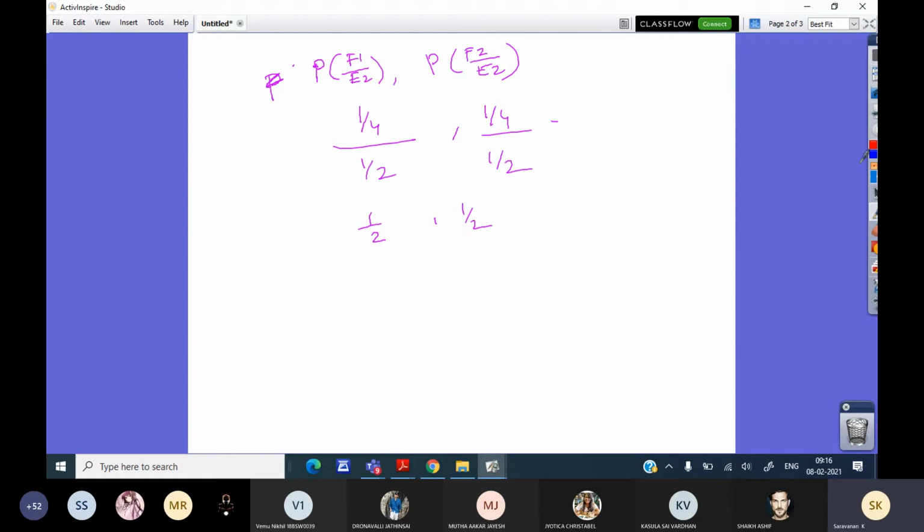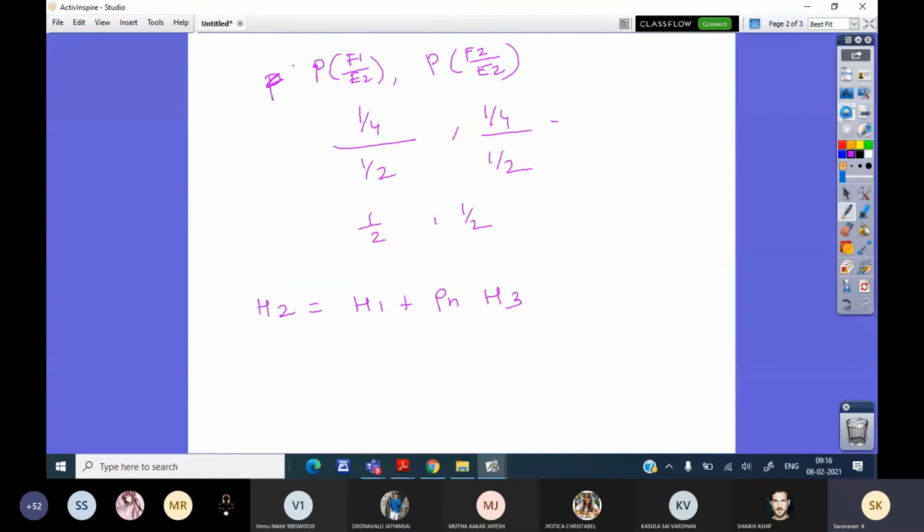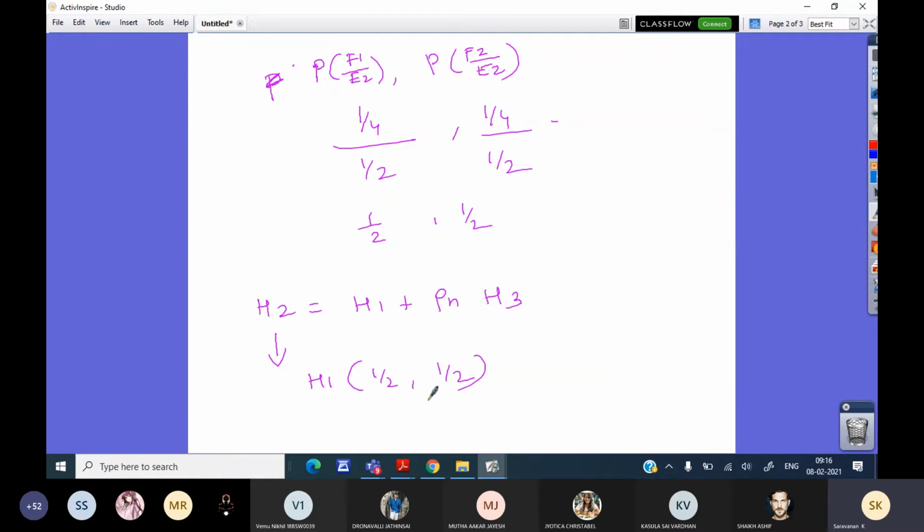So what does the rule of additivity say? H2 is equal to H1 plus Pn H3. So what is H2? After dividing one event into sub-events, I am considering the probability of the sub-events and also the main event probability. I am getting H2. How to find H2? I can write again. H1 is nothing but, initially I have only two events, and the probabilities are P of E1 and P of E2. So it is 1 by 2 and 1 by 2.